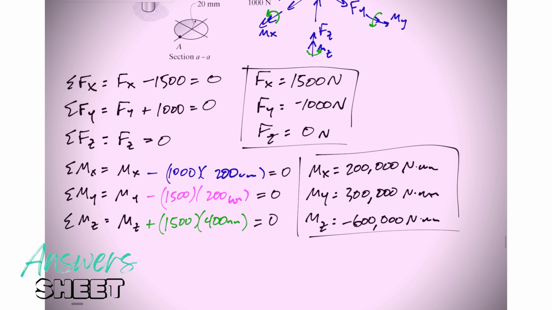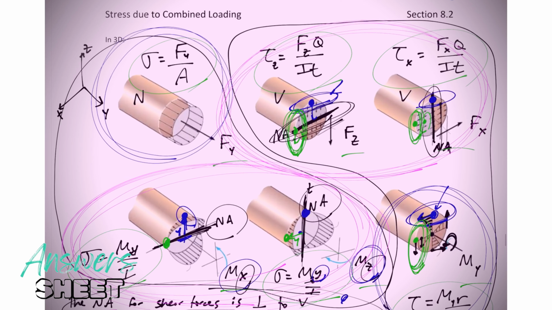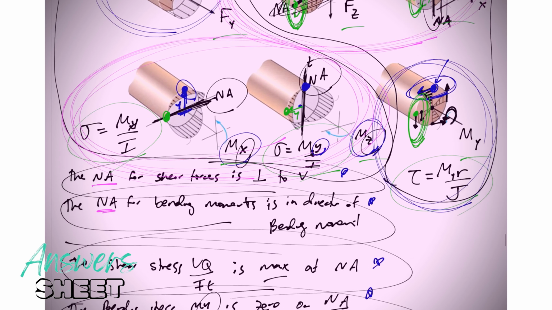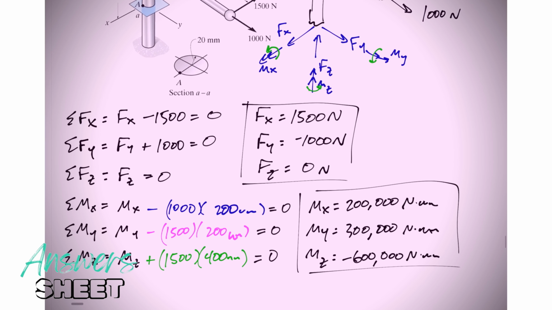But these are the internal forces. These are the internal moments at the cut. Now, each of those forces and each of those moments can create a different stress. Remember, go back to this page. We've got 6 different forces and moments creating 6 different types of stresses. I like to start with the axial, the one that is perpendicular to the cut, right?